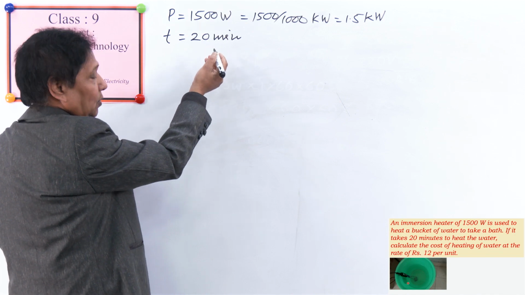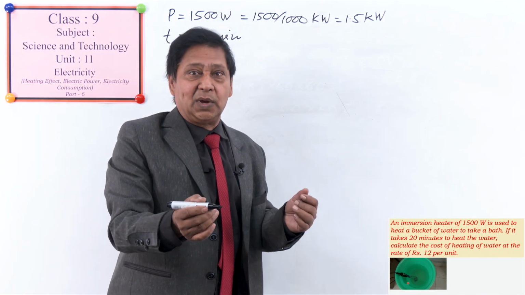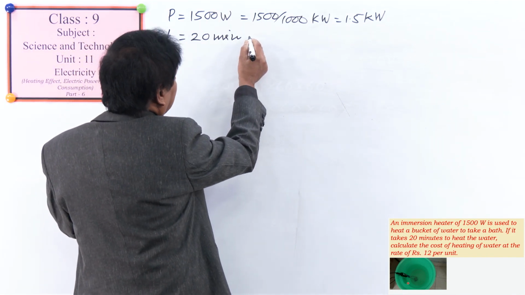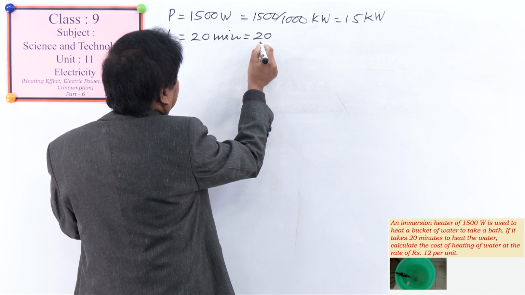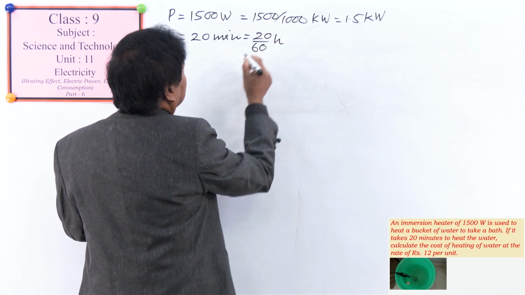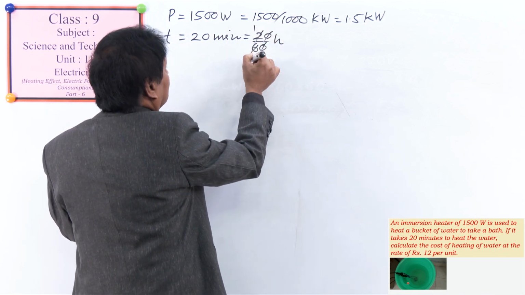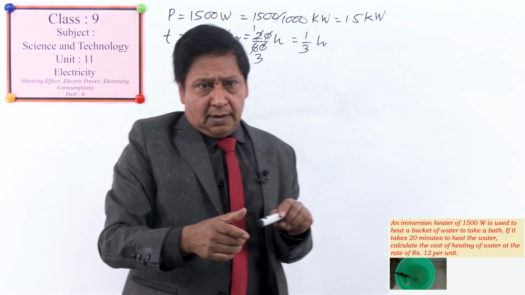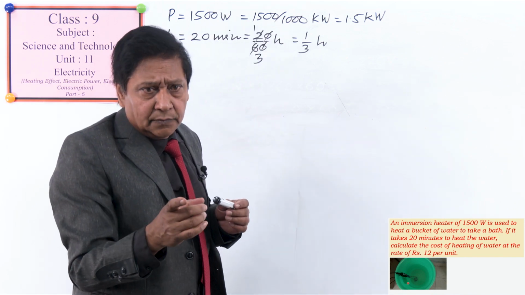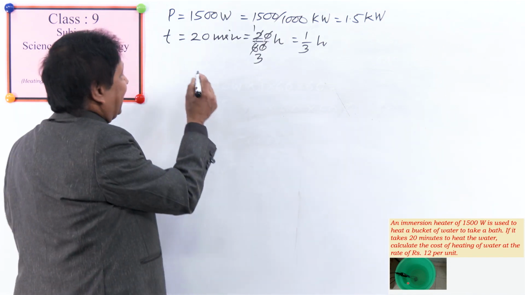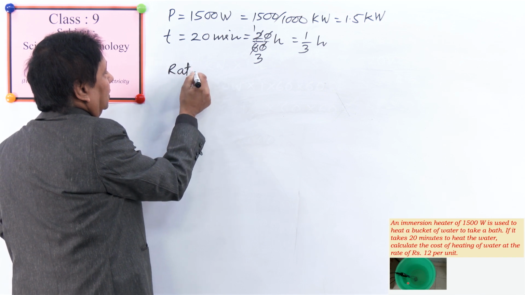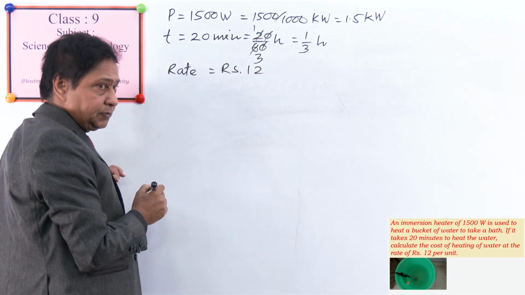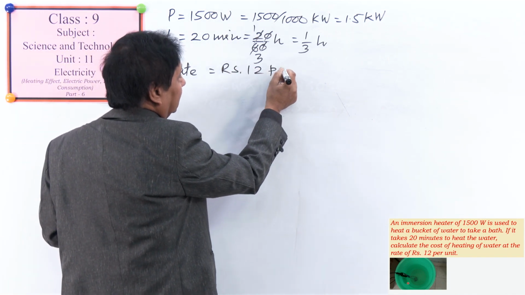Now 20 minute, we are not converting into second, we are converting minute into hour, because kilowatt hour is our unit. That's why 20 minute is equal to 20 divided by 60 converts it into hour, and 2 1s are 2, 2 3s are 6. This is equal to 1 by 3 hour. Now let's go forward. What is given? Rate. Rate is given, rupees 12 per unit.